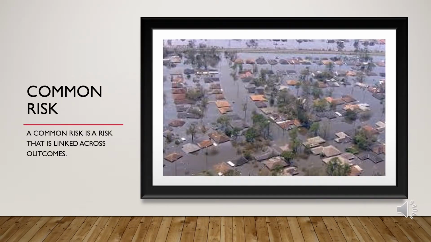A common risk is a risk that is linked across all outcomes. To use a glaring example of common risk in the insurance world, one would lean towards natural disasters. Hurricane Katrina, for example, essentially affected all homes in New Orleans, Louisiana. The damage from that hurricane resulted in all homes being linked in those damages. That would be considered a common risk.